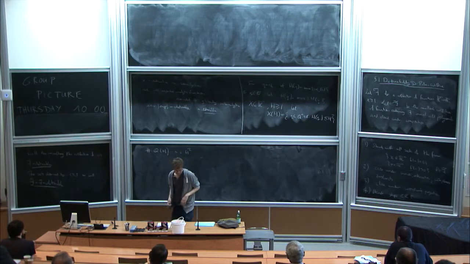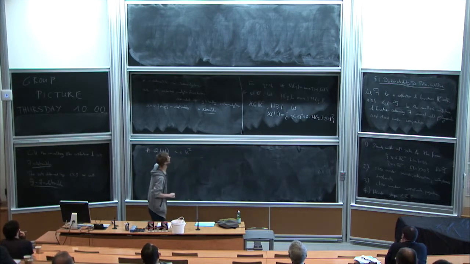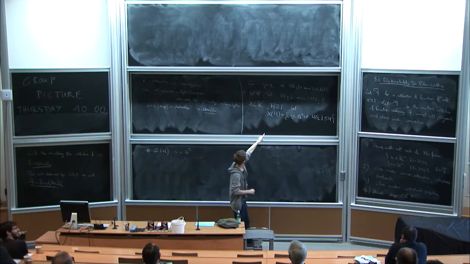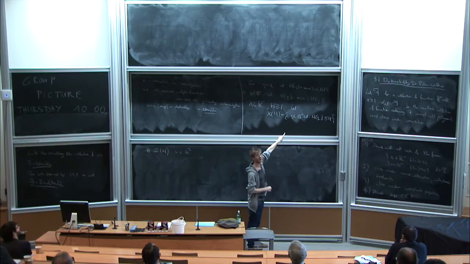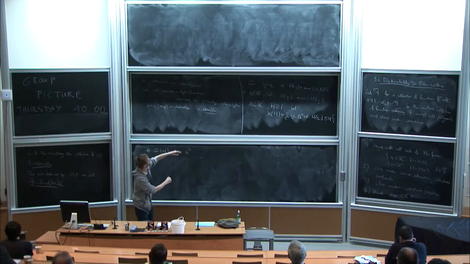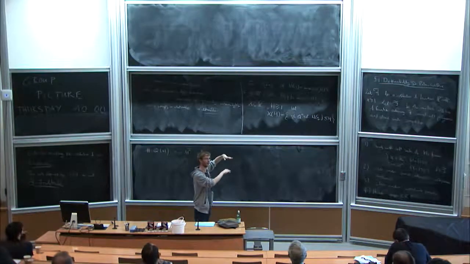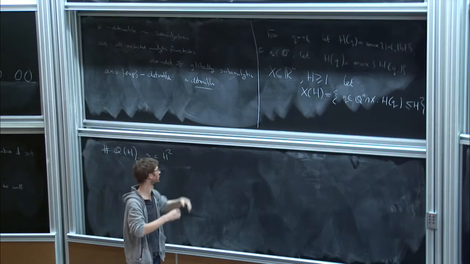So what is Q of H again? Sorry, this is horrible notation. It's the points in Q of height at most H. So it's just all rationals of height at most H, so I have about H choices for the numerator and about H choices for the denominator.